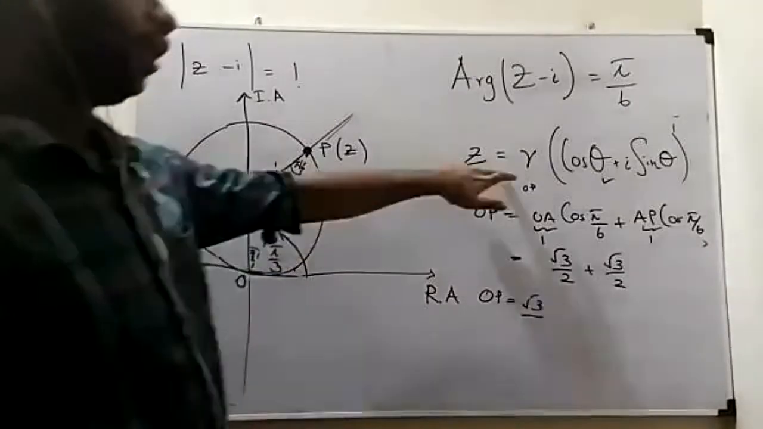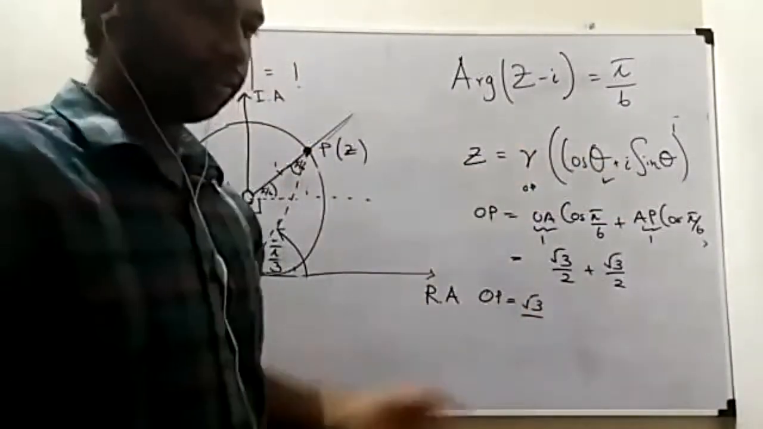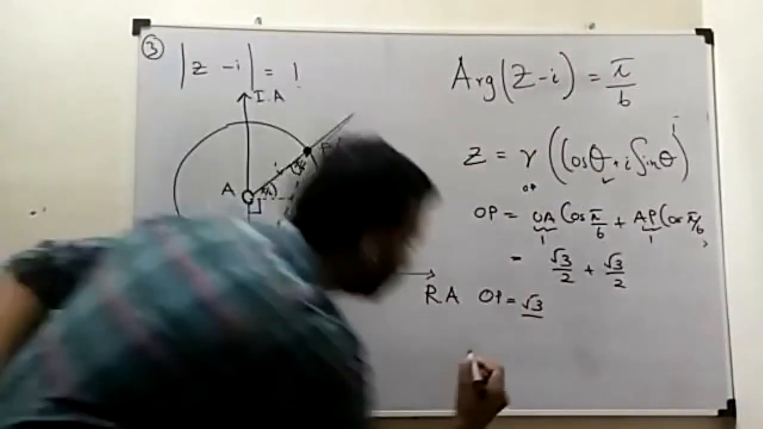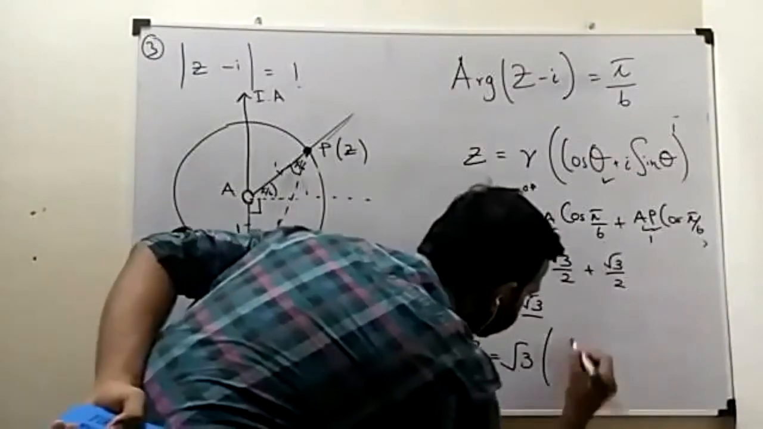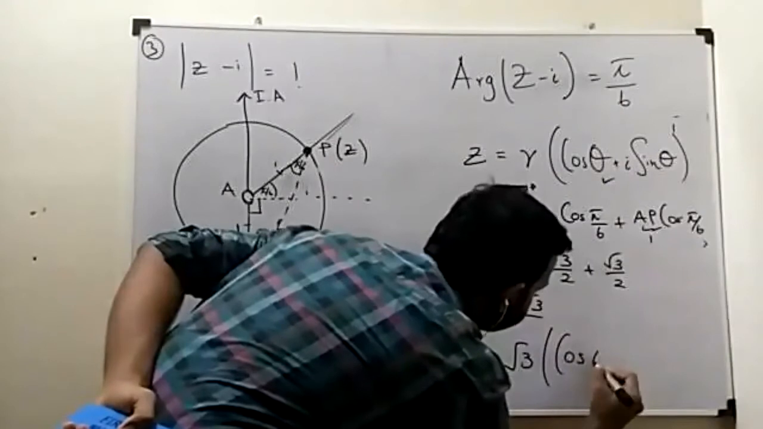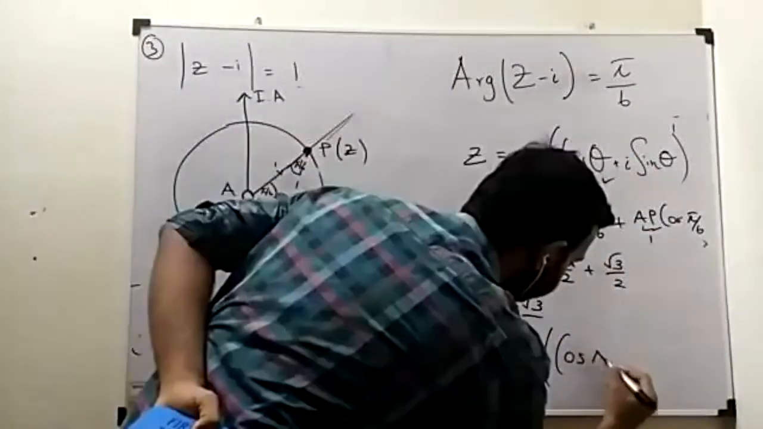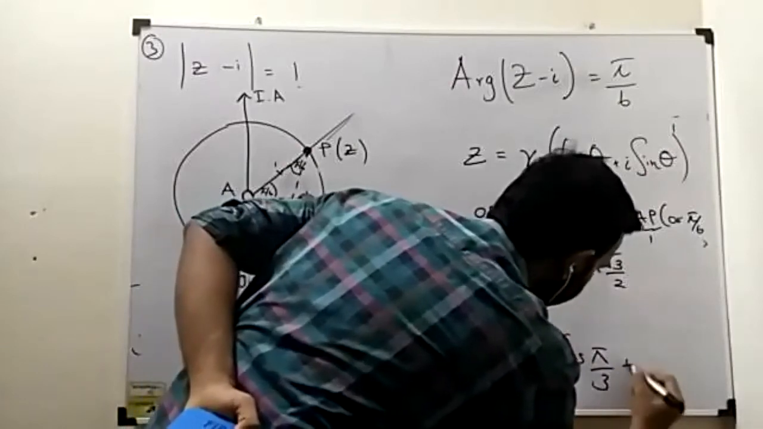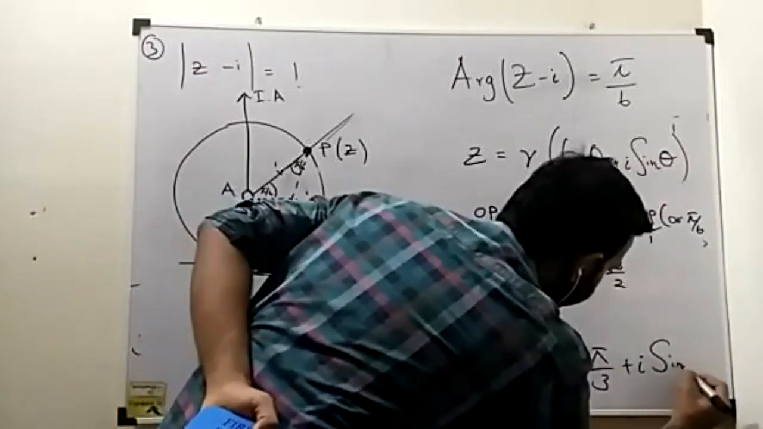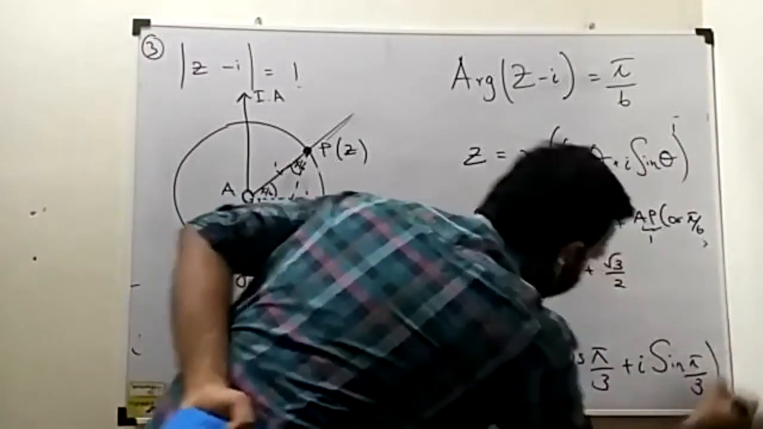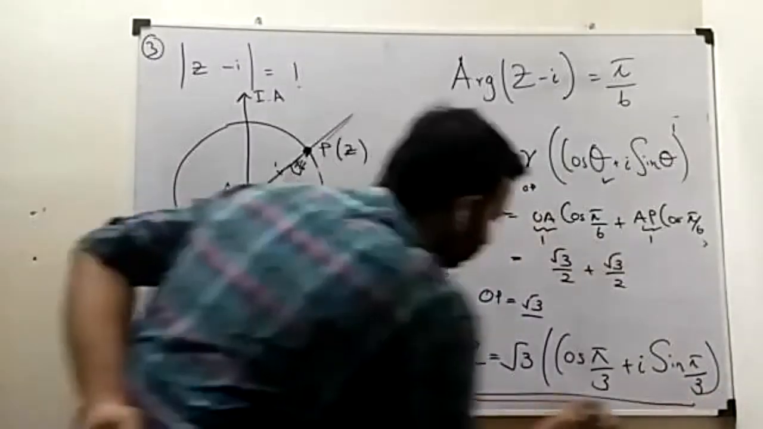So we know R, we know theta, and we can just write the value of this Z. Z is equal to what is R? √3 cos. What is theta? Just found it. 5 by 3, plus i sine 5 by 3. This is the answer.